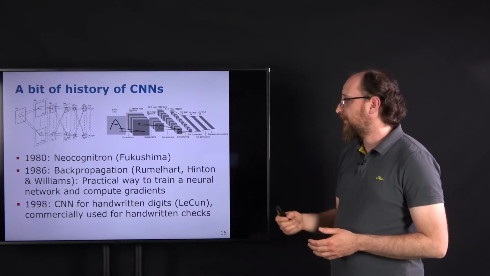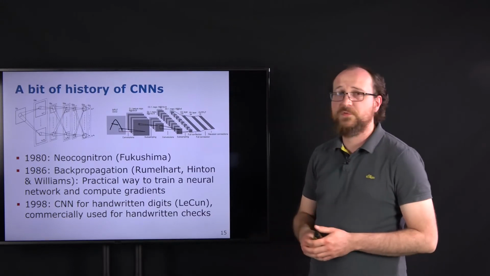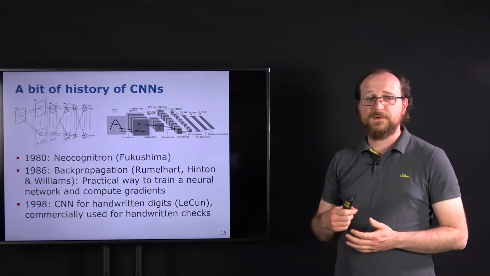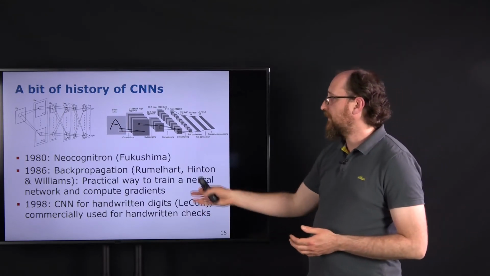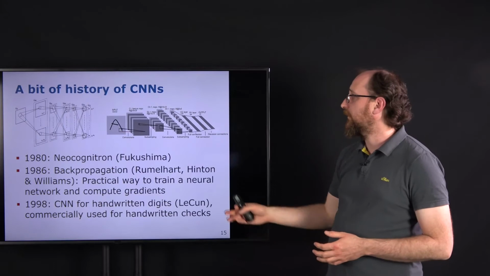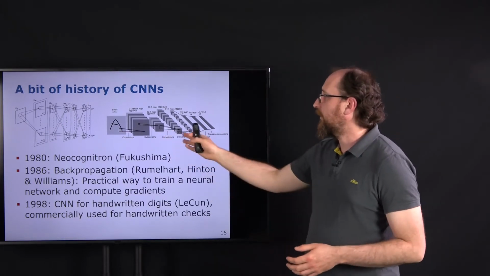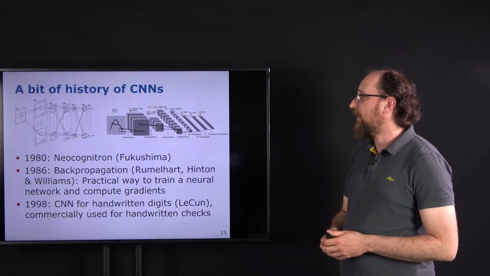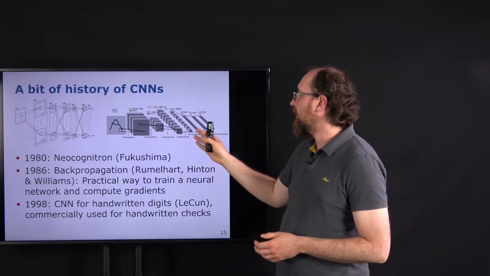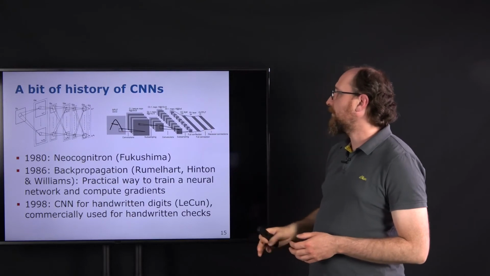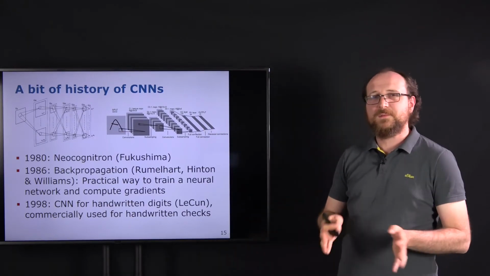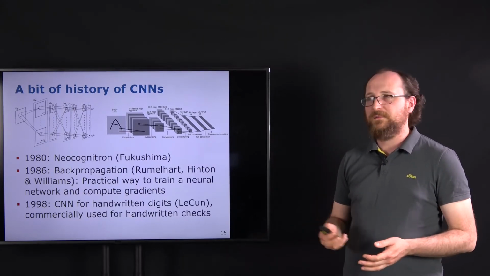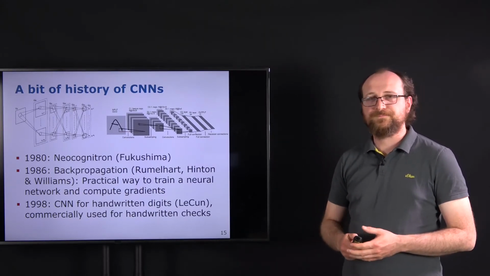This was then also commercially used to identify handwritten digits on checks and post. This was basically the MNIST example. As you can see here, the structure is very similar to the one from the 80s, maybe with a different visualization, but essentially it's very similar. So CNNs have been around for quite some time.